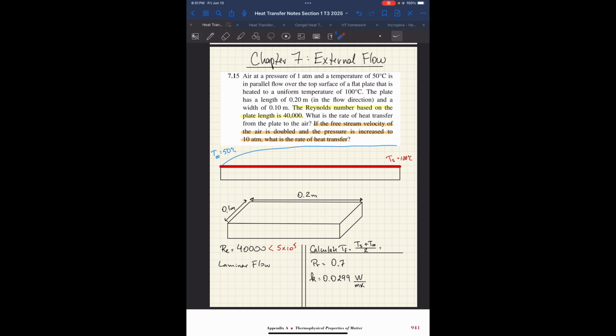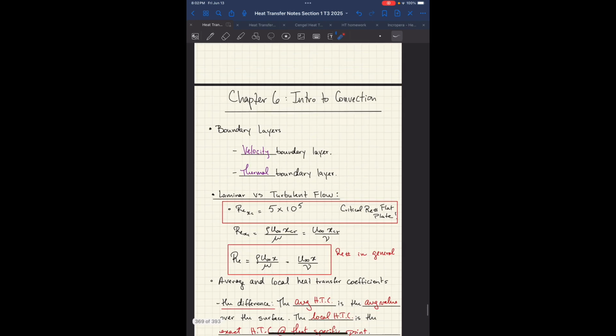A similar thing happens with temperature, where the fluid right at the surface is going to match the surface temperature of the plate, but as you get farther away, it'll either cool or heat up depending on the heat transfer. And that distance that it takes to go from the surface temperature all the way back to what the ambient air temperature was, that's called your thermal boundary layer. So these things develop in fluid flow.